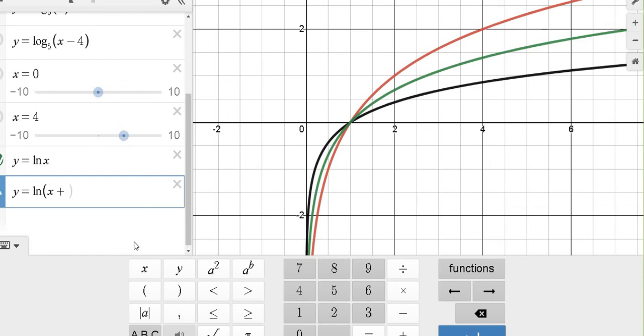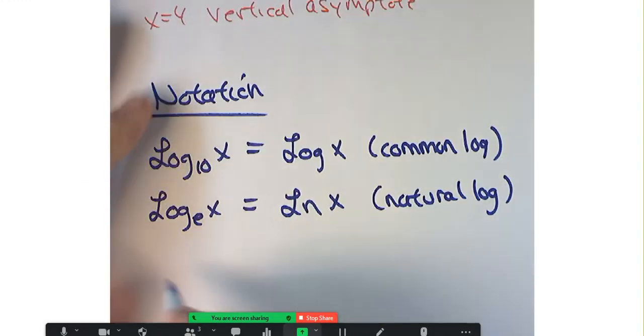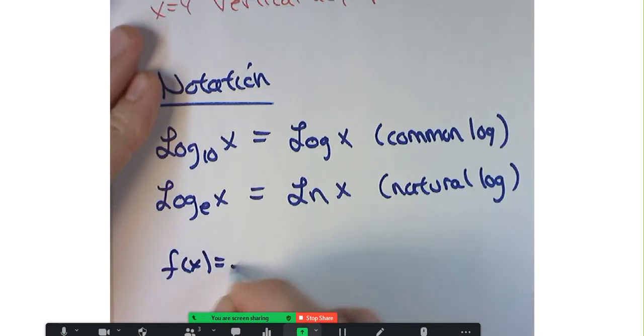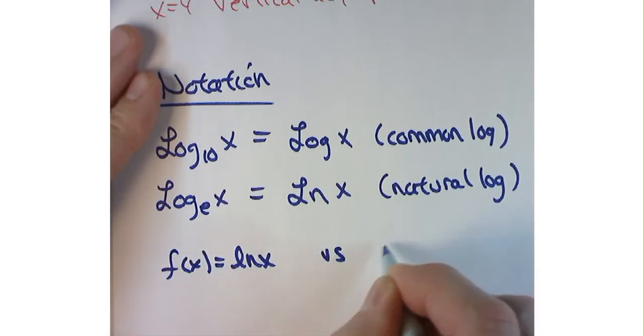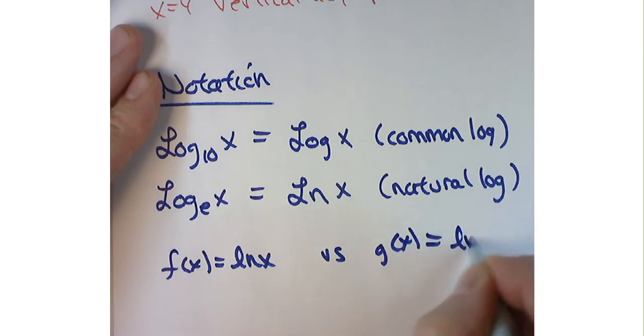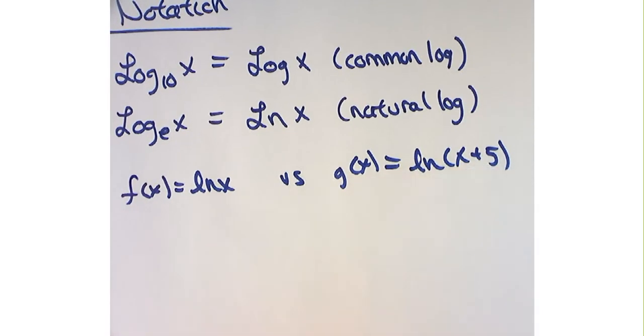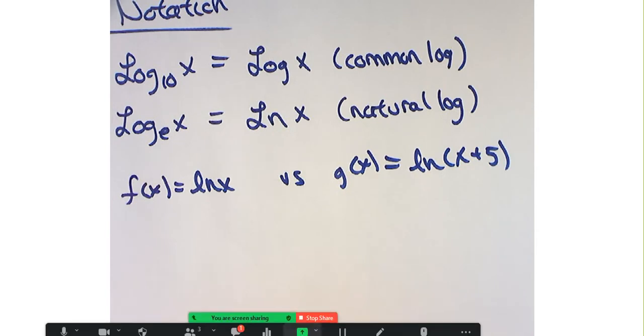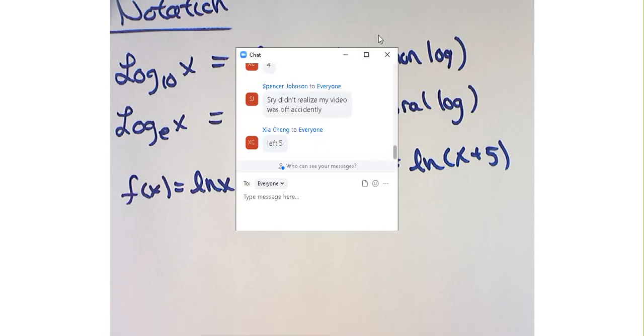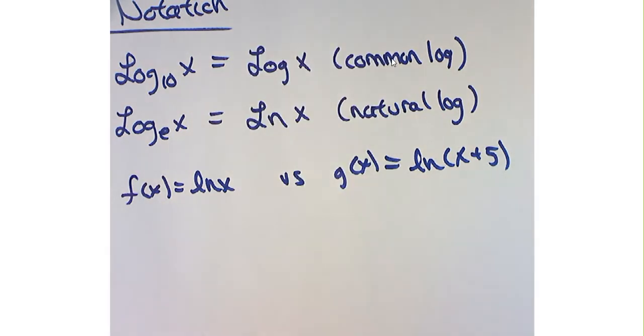Before I type in that 5, see if you can figure out what the graph of that's going to look like. So we're going to have f of x equals ln of x versus g of x is ln of x plus 5. So what's this graph going to look like? How is that going to get shifted? All right. I think I see to the left by 5. Perfect. Thank you so much. That's coming through our chat. So left by 5.